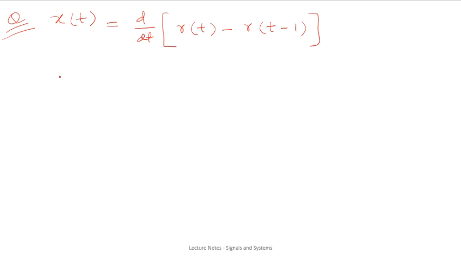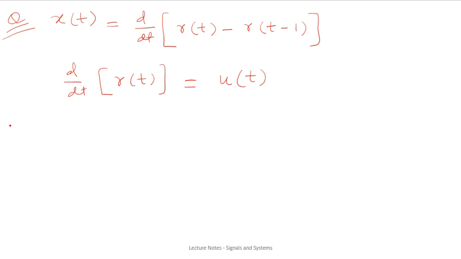Before starting the solution of this problem, let me tell you one more thing here. I already told this point for the unit step signal, that the derivative of the unit step signal will be the impulse signal. Similarly, the derivative of the ramp signal will come as a unit step signal. Just as the derivative of unit step is giving you the impulse signal, in the same way the derivative of the ramp signal will give you the unit step signal.